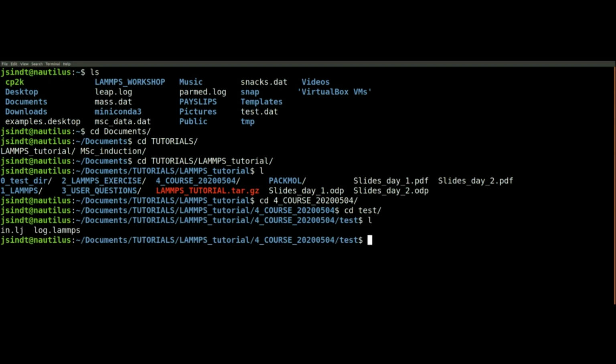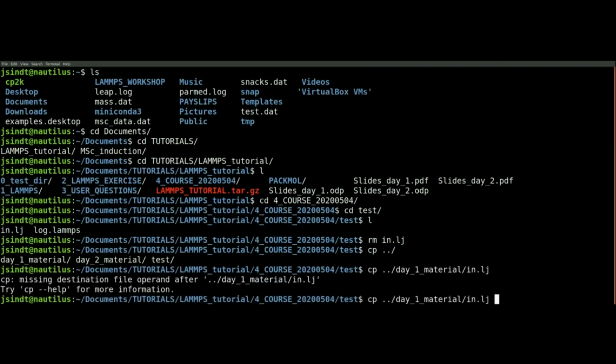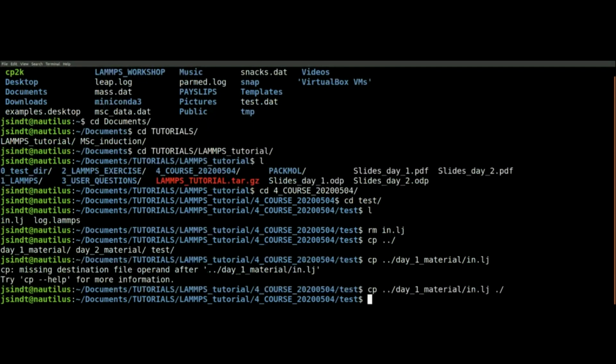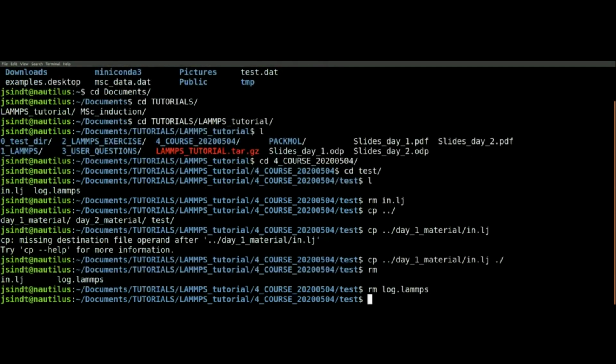So there I had exactly the same before I removed that. So there I have exactly the same LAMMPS input file. And I've already precompiled LAMMPS locally.